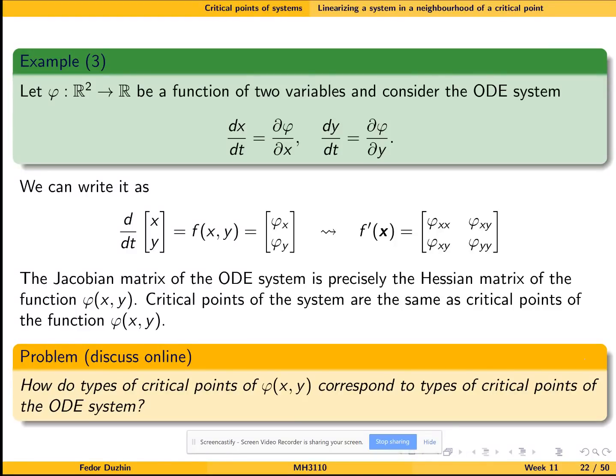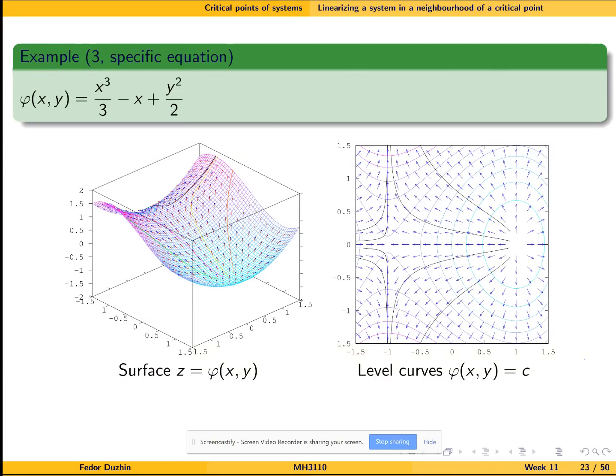And you can even relate types of critical points. I suggest that you do this. You solve this very useful exercise and share your ideas as comments to these YouTube videos. But let me just show you what it means for a specific equation.